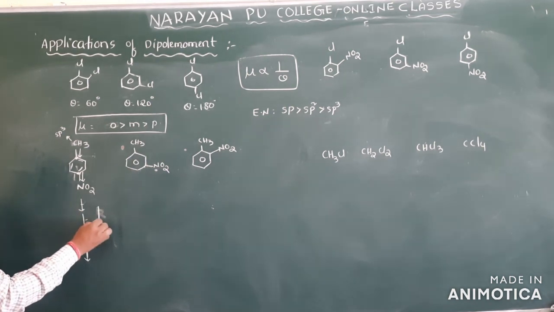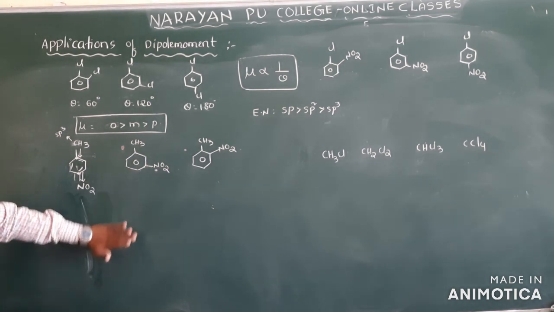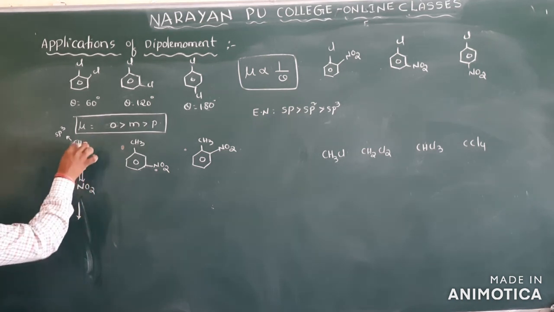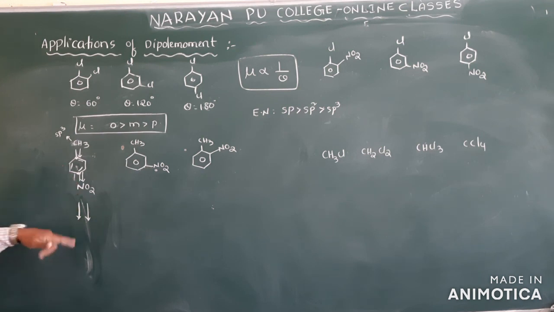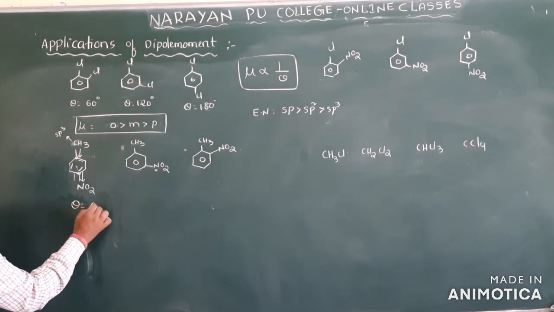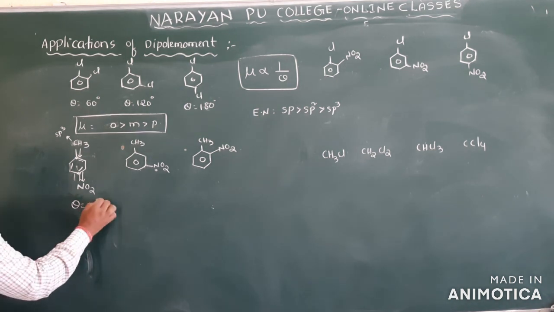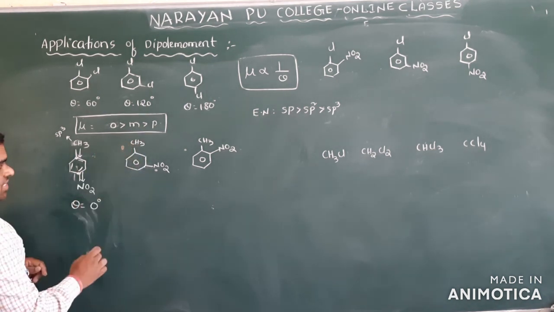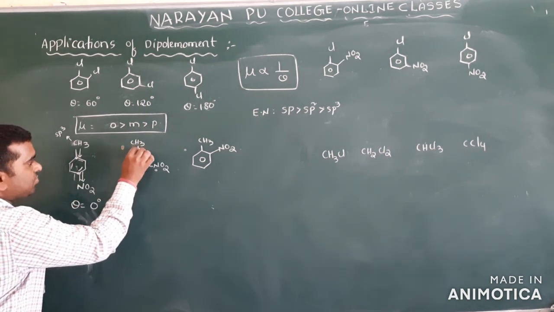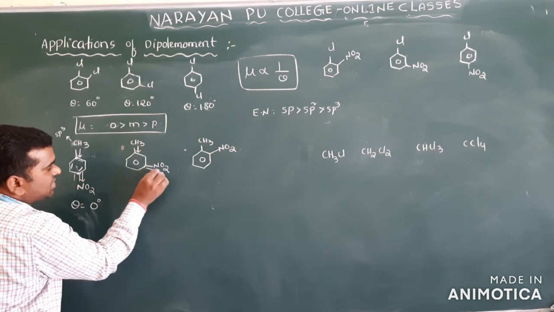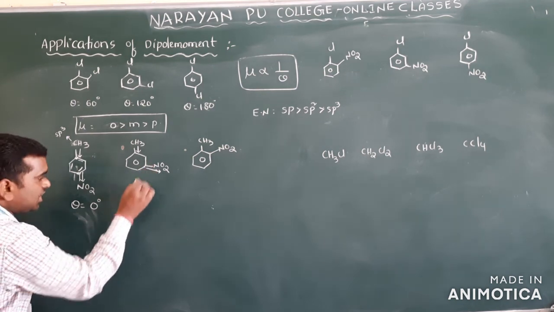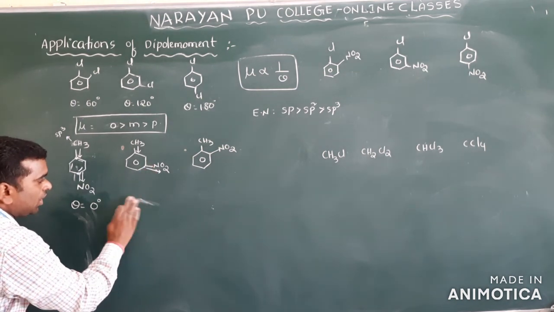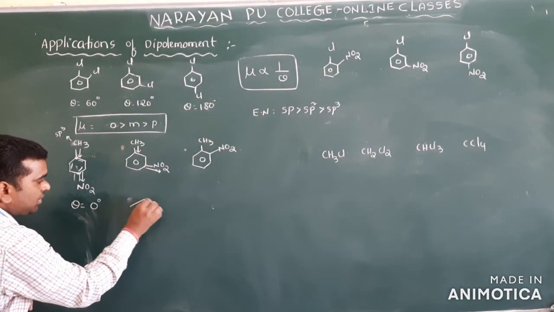This is the dipole moment for N here, NO2, and this is also CH3; the dipole moment is in the downward direction. What will be the angle here? 0. What is theta here? 0 degree. Clear? Now you see in this case, the dipole moment of CH3 is downwards, and this is like this. Clear? I will write very clearly, you have to follow that.